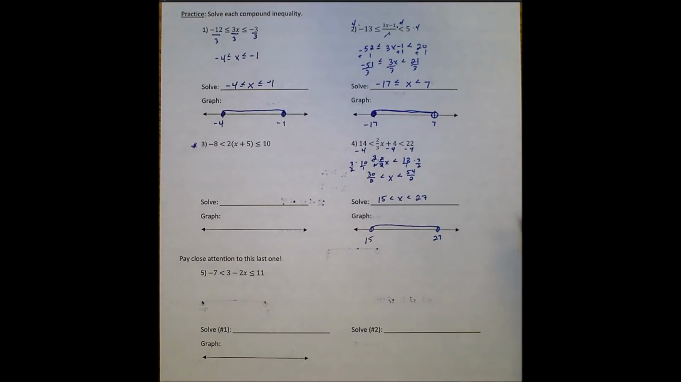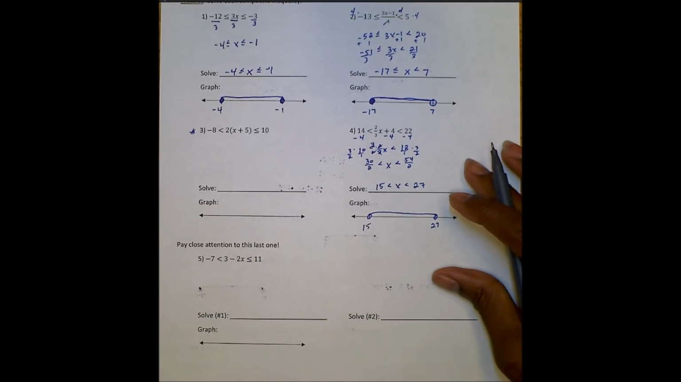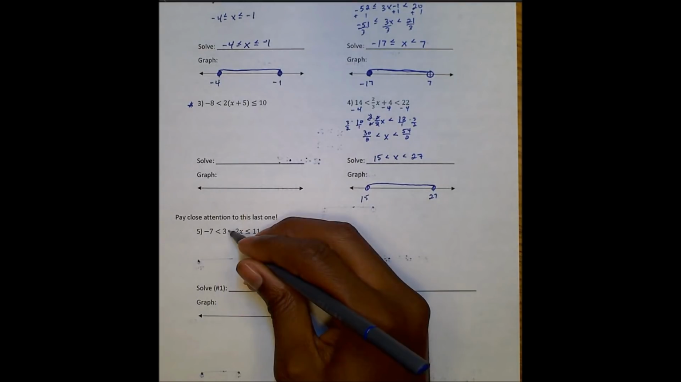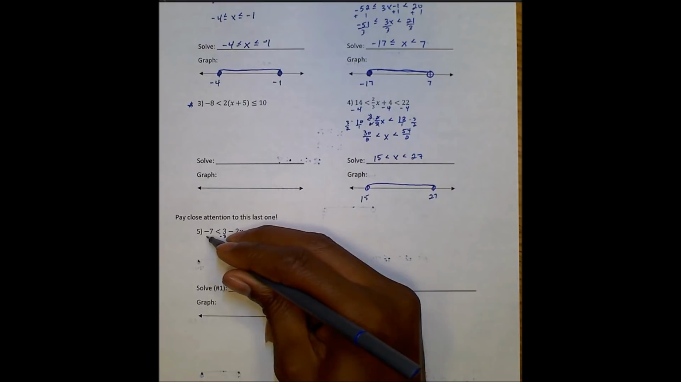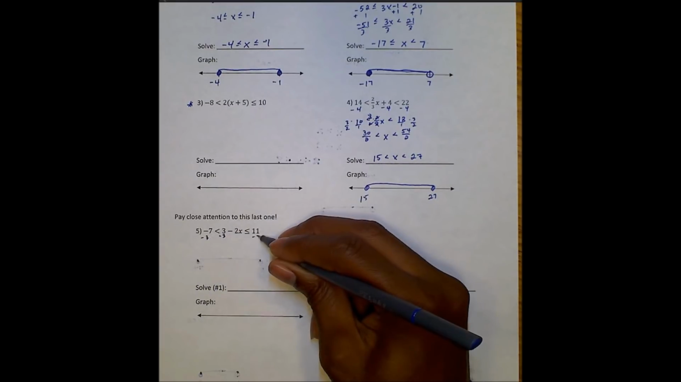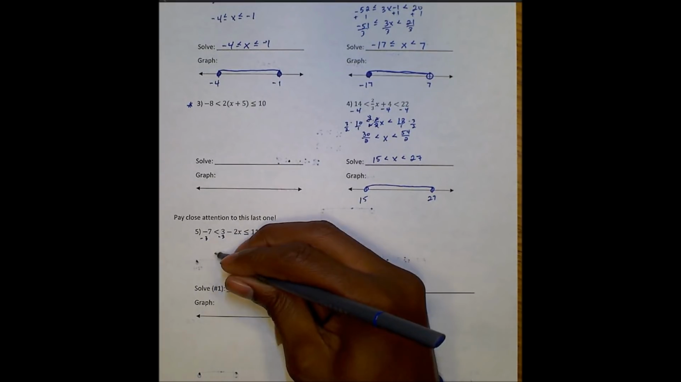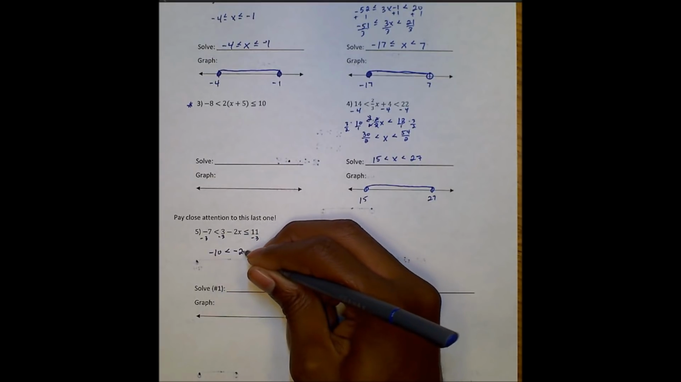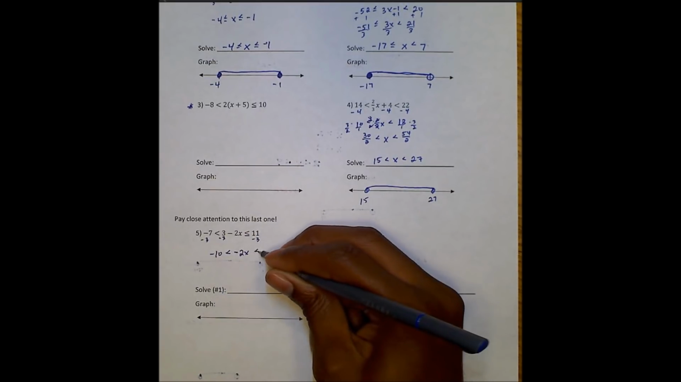All right, last problem here that we'll do together. And we have negative 7 less than 3 minus 2x is less than or equal to 11. So again, we're just getting x by itself. I'm going to subtract 3 from each side. And so that'll give me negative 10, negative 2x, 8.